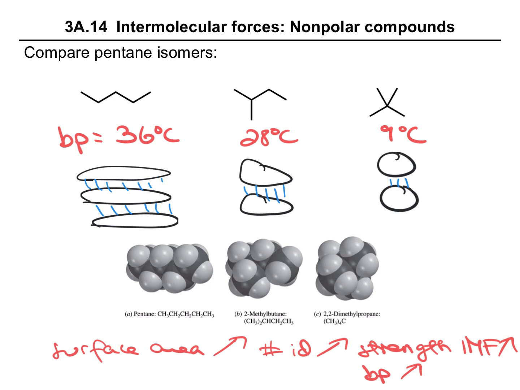So this is more spherical, so a smaller surface area, so less space for these induced dipole interactions, and so overall weak intermolecular forces and a low boiling point. By the time we get up here, because this is more spread out, it has a larger surface area, more room for these induced dipole interactions, which increases the strength of the intermolecular forces, leading to a higher boiling point.